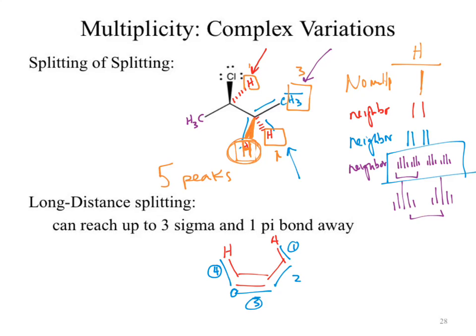It says 3 sigma and a pi. If you get 3 sigma, is it always going to be because there's a pi? If you're seeing long distance splitting, it's almost always due to a pi bond being involved. I can't say always. Always is a bad word in organic.